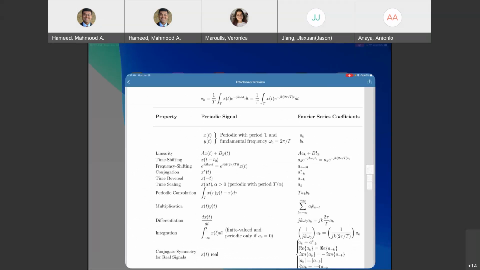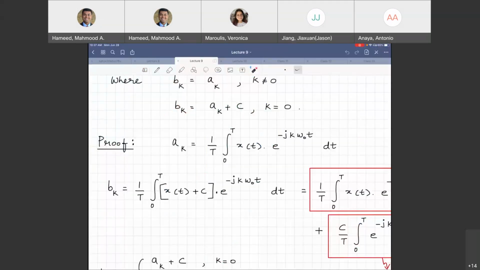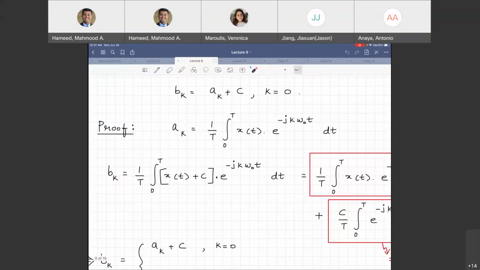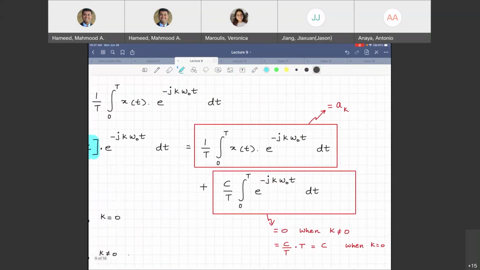Coming back to this, I have the A sub k here. I wanted to find B sub k, the Fourier series coefficient of that vertically shifted signal. For this, the only thing that I'm going to change is, instead of having x of t, I'm now going to have x of t plus C. C is a constant. Now I can break this up into two integrals. One is with x of t and the other is with the constant C. Because that is not a time-dependent variable, I can pull it out of the integration.